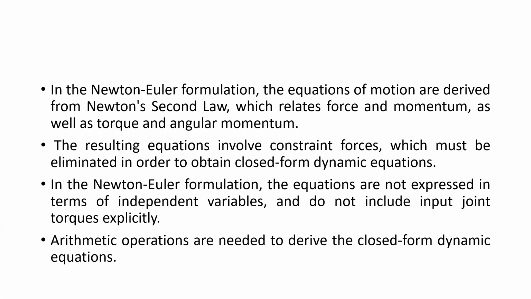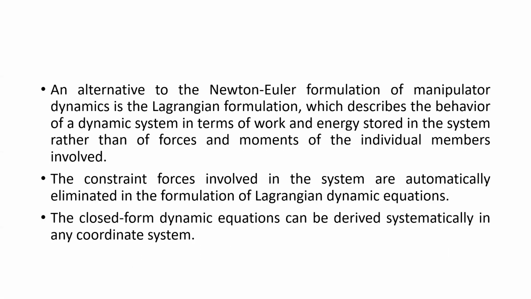In the Newton-Euler formulation, the equations are not expressed in terms of independent variables and do not include input joint torque explicitly. Arithmetic operations are needed to derive the closed form of the dynamic equations. So, an alternative to the Newton-Euler formulation of manipulator dynamics is the Lagrangian formulation, which describes the behavior of a dynamic system in terms of work and energy stored in the system rather than force and momentum of the individual members involved. The constraint forces involved in the system are automatically eliminated in the formulation of Lagrangian dynamic equations. The closed form dynamic equation can be derived systematically in many coordinate systems.